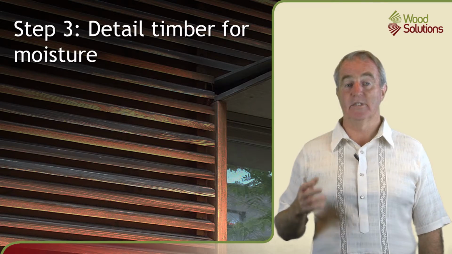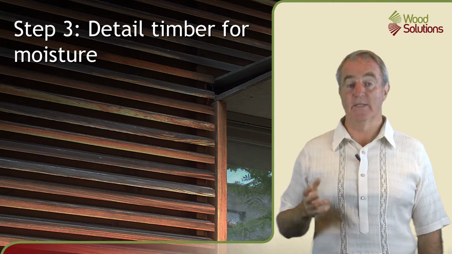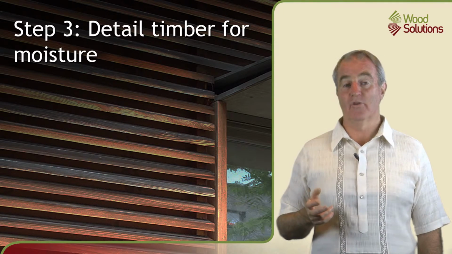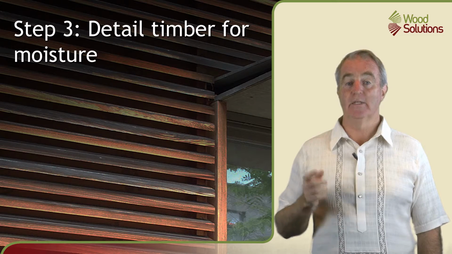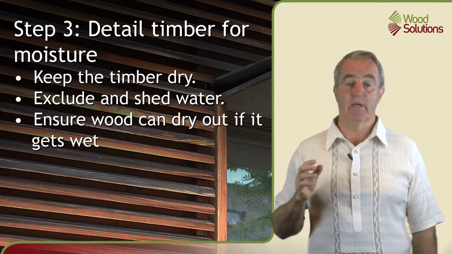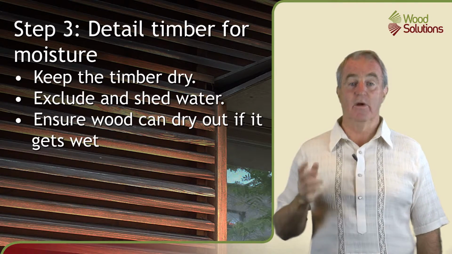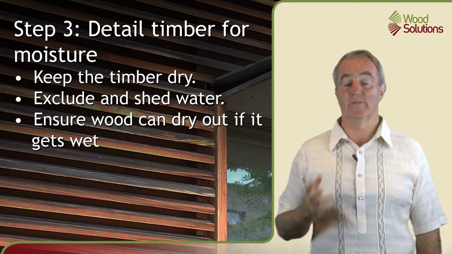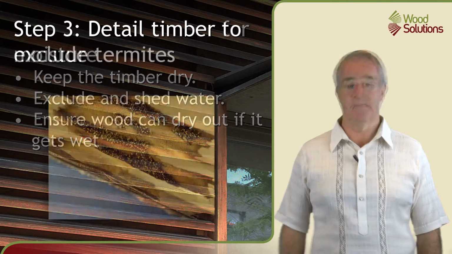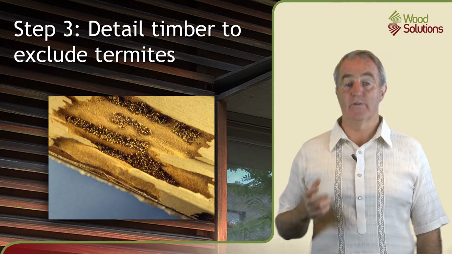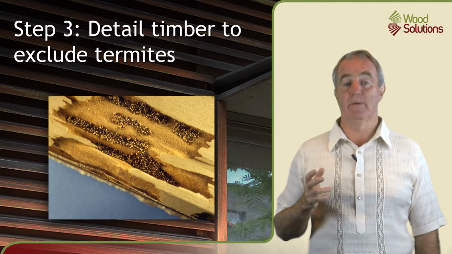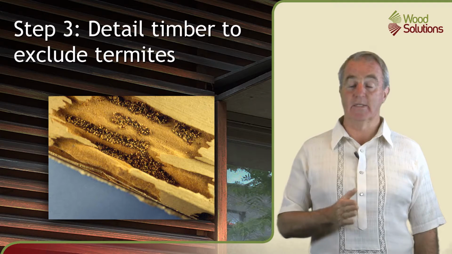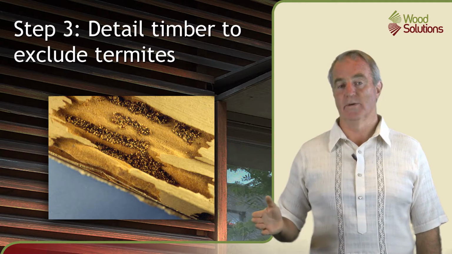Step 3 is to detail the timber and fixings to minimise hazards. The two big considerations in this are moisture control and termites. Detailing for moisture should aim to keep the timber as dry as possible for as much of the time as possible. This minimises the chances of decay establishing. Detailing for termites really comes down to keeping the termites away from edible timber, by exclusion of the insects or by treatment of the wood.